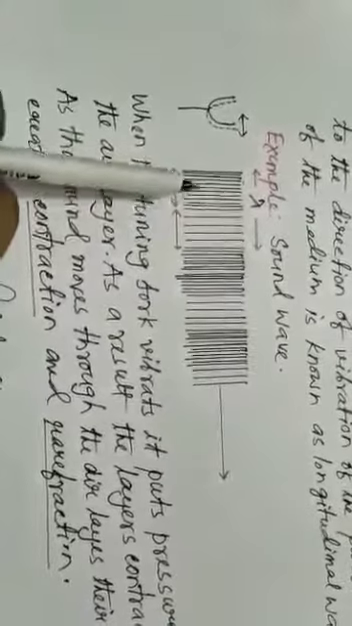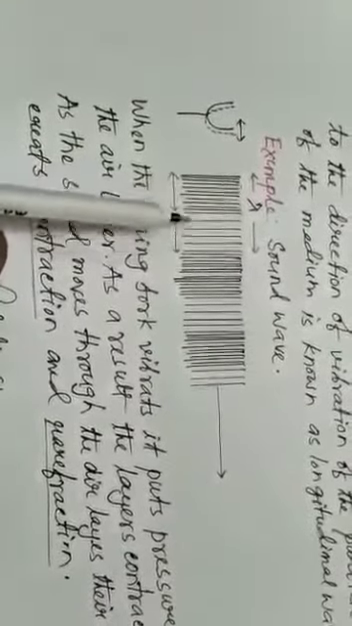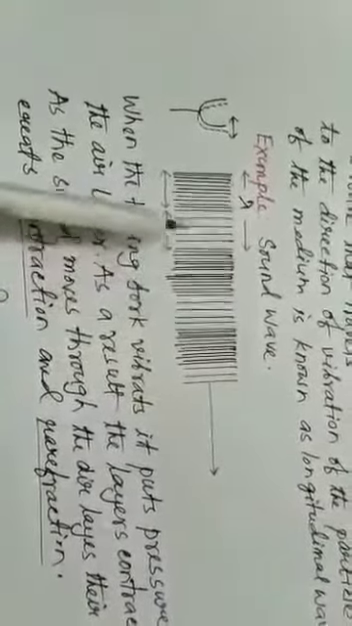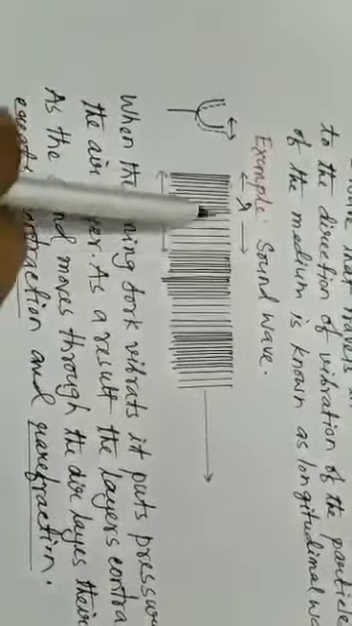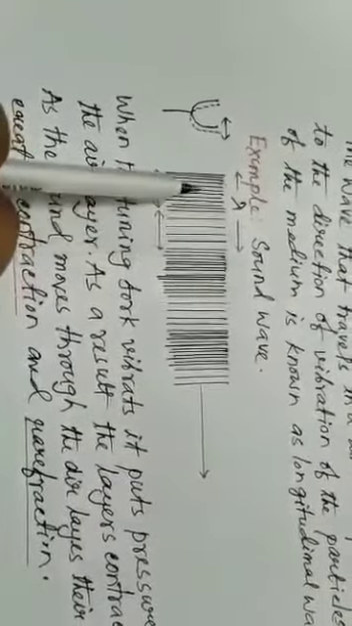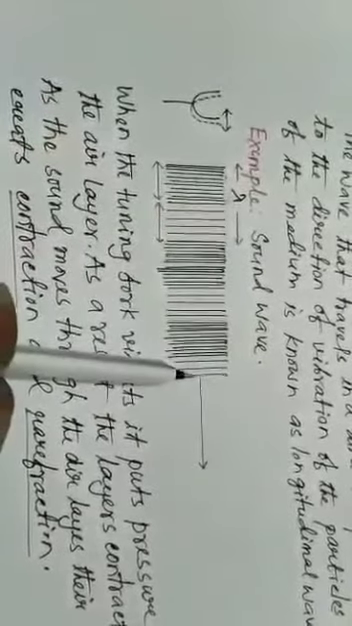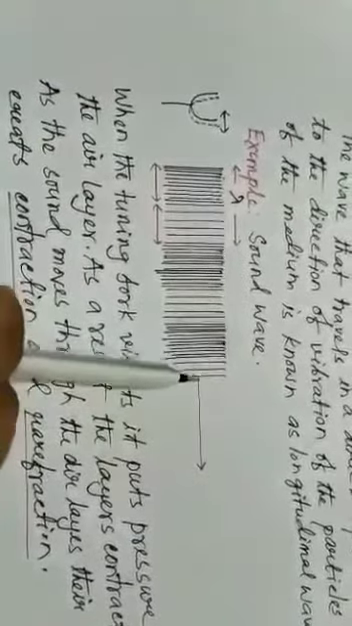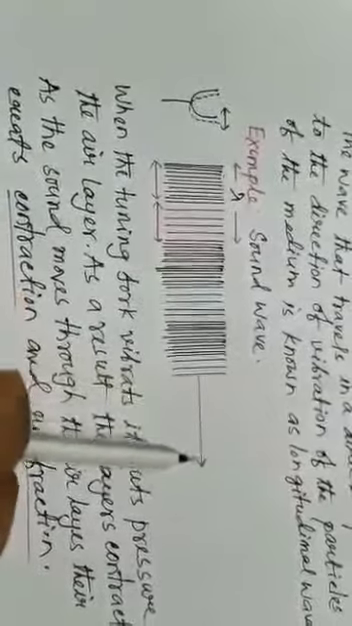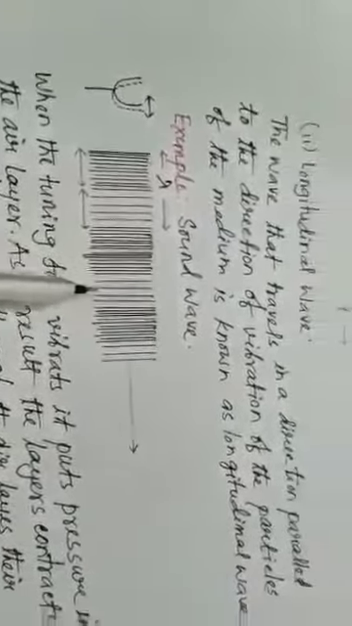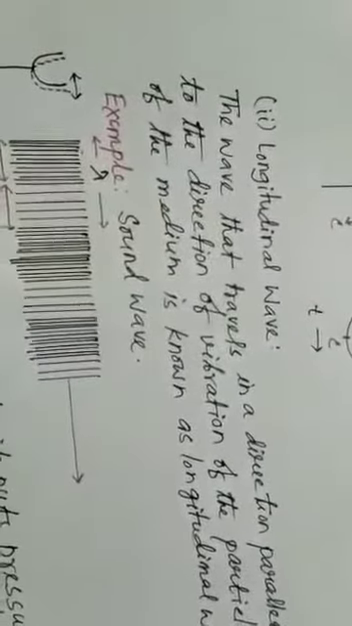It puts pressure there, there is contraction, there rarefaction, contraction, rarefaction, and by creating contraction and rarefaction, it moves through the air layer. So you can see the contraction and rarefaction. The adjacent contraction and rarefaction create the wavelength, which is lambda, and the direction of the wave is this. So the direction of the wave and the vibration of the particle are parallel to each other. So this wave is called the longitudinal wave.